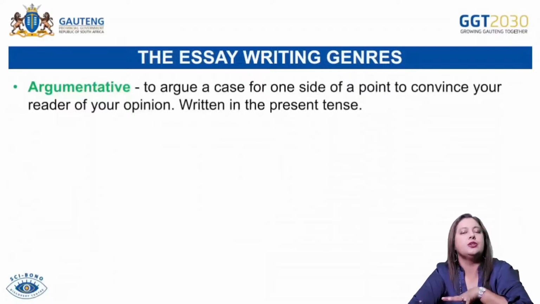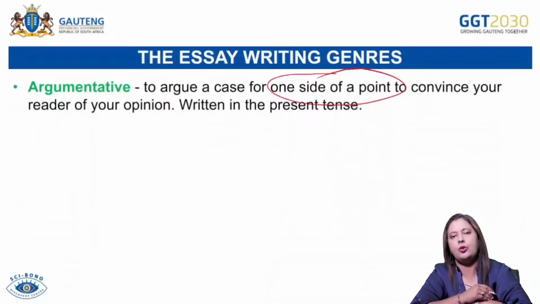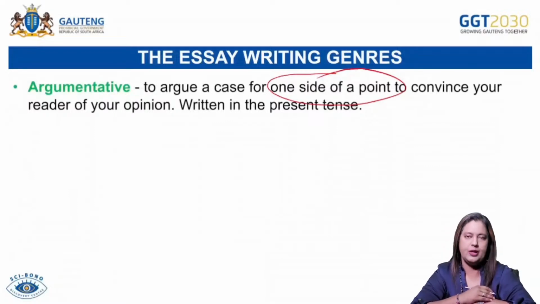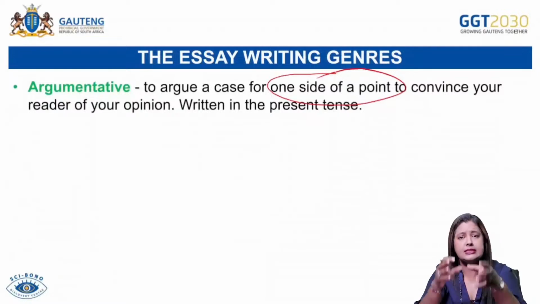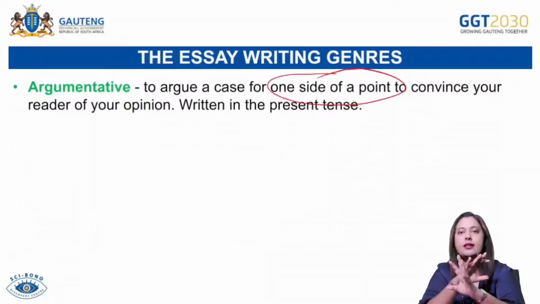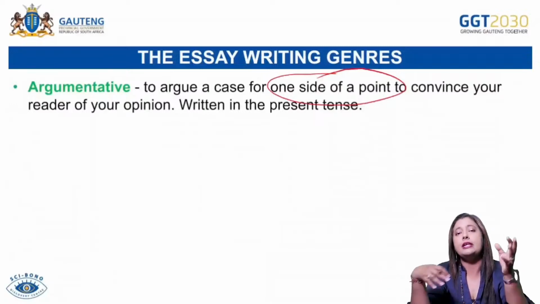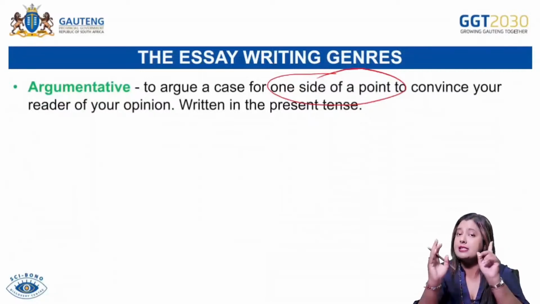So here you get to argue a case. But we are saying for one side or one point of view. And when you have that point of view, you need to convince the reader that that is the best view to have. Nothing else. So remember, it is your argument based on your opinion. Right? It's written in the present tense in this genre.